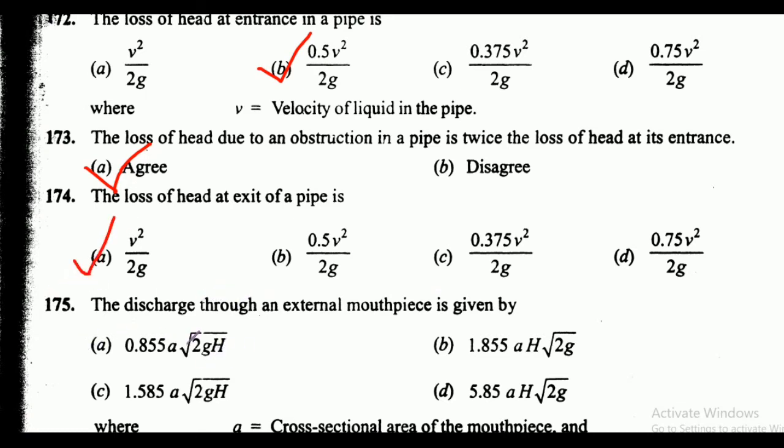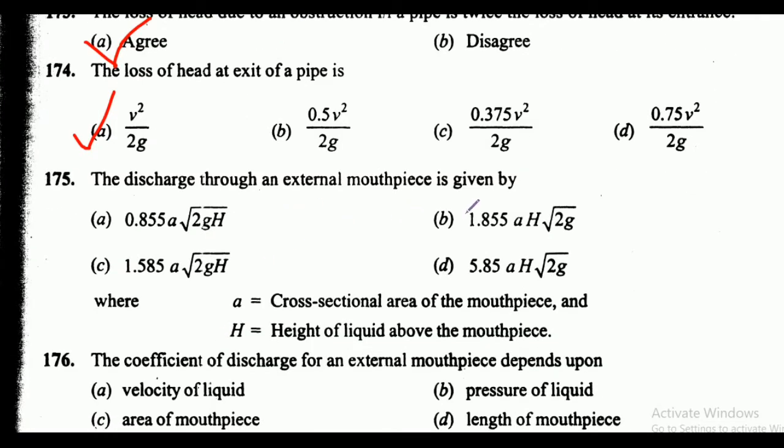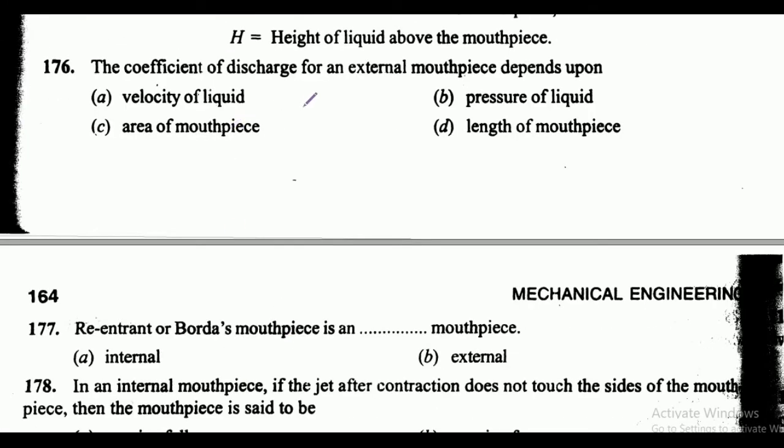Next is, the discharge through an external mouthpiece is given by, here friends these are the options, where A is equal to cross sectional area of the mouthpiece and capital H is equal to height of liquid above the mouthpiece. So here friends correct answer is option A, that is 0.855 A under root of 2gH. Next is, the coefficient of discharge for an external mouthpiece depends upon, here friends these are the options and here correct answer is option D, that is length of mouthpiece.